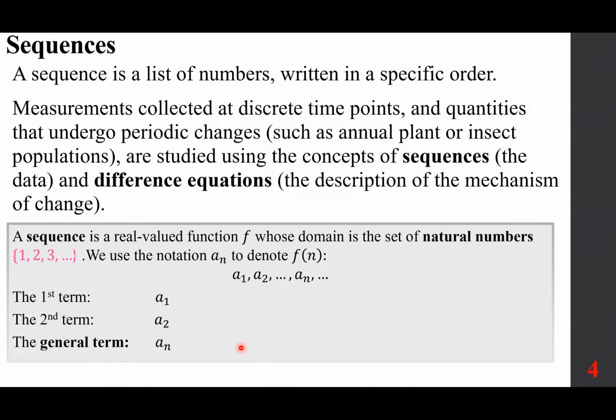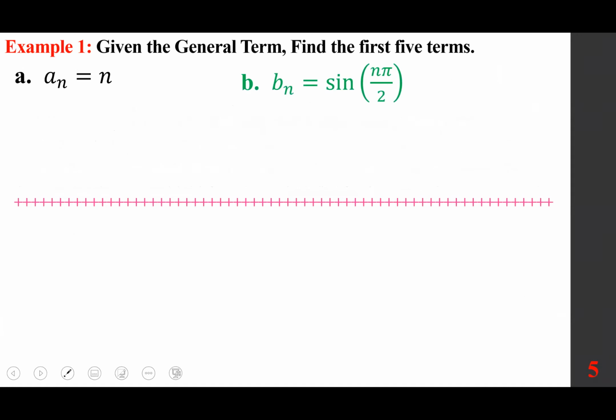Let's look at some examples. We're going to start with a very simple example. Part A, a sub n is n, and we are interested in finding the first 5 terms. So simply put, start with 1, replace the n with 1. So if n is 1, that means a sub 1 is 1. If n is 2, that means a sub 2 is 2, right? And so simply put, the first 5 terms are 1, 2, 3, 4, 5.